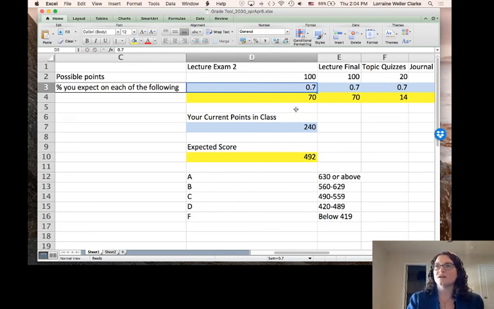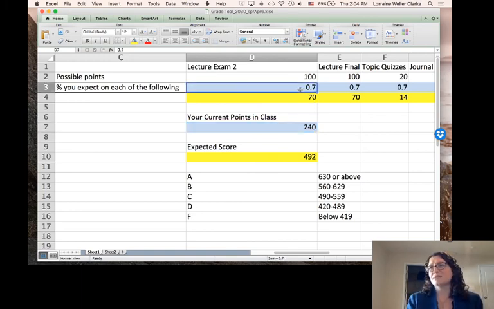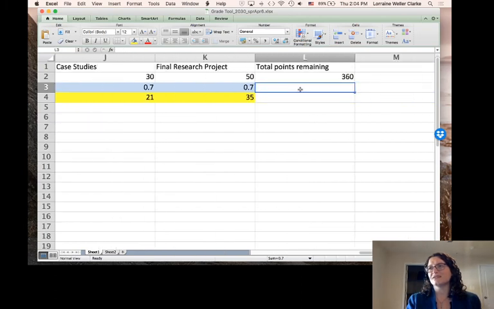So I put someone in the middle of the road in terms of points in the class, 240. So that's the current points. I don't think that any of you have exactly that number, but you're close. Several of you are close to that, okay? 240 if you got 70% on literally everything. The lecture exam, the final, the topic quiz, the journal, the class points, the homework, case studies, and the final research project.